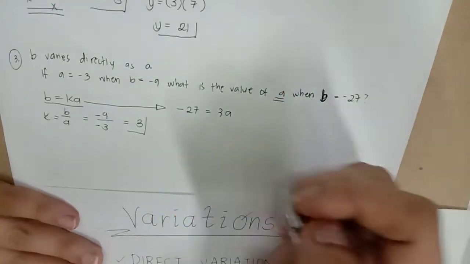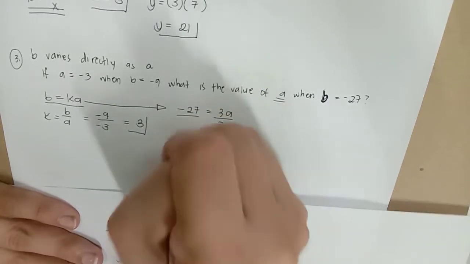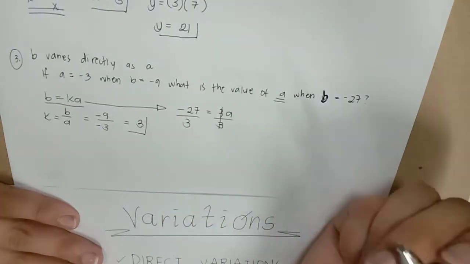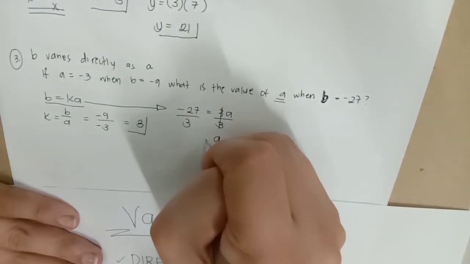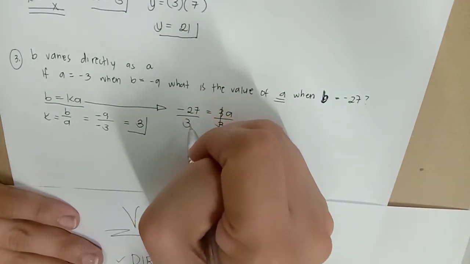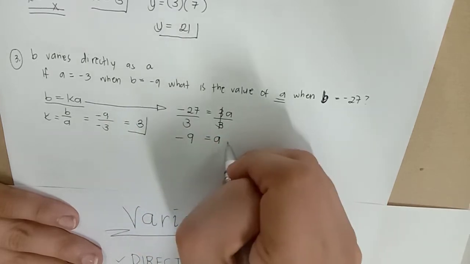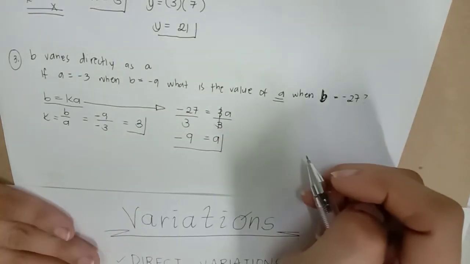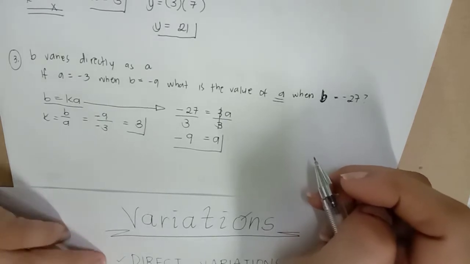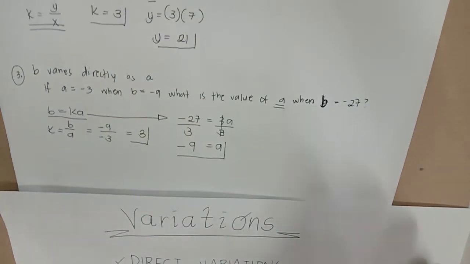Copy lang po si a. So, since nawawala si a, divide both sides by 3 para makuha po natin yung value ni a. So, mawawala po to. So, a na lang po yung matitira dyan, equals to negative 27 divided by 3. So, answer is negative 9. So, the value of a here is negative 9. So, that's how to solve direct variation po.